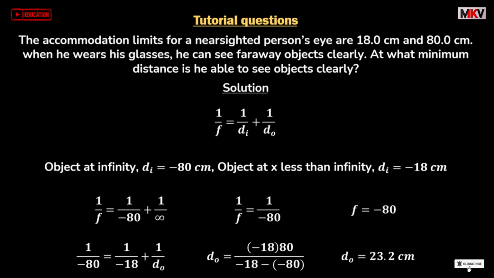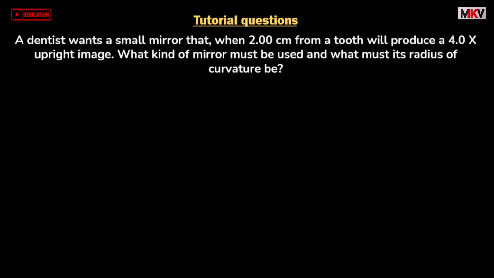So making d naught the subject, you're having minus 18 times 80 all over minus 18 plus 80. So after computation, we're having the object distance to be 23.2 centimeters. So the minimum distance at which this nearsighted person can see objects clearly is 23.2 centimeters.